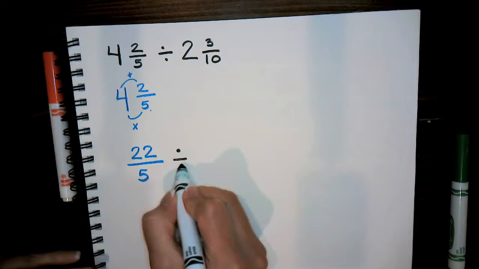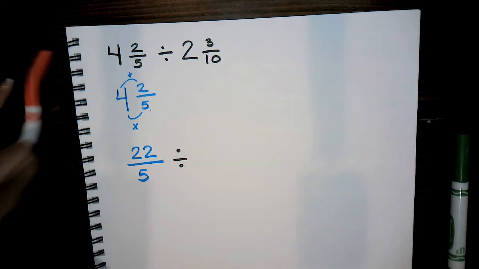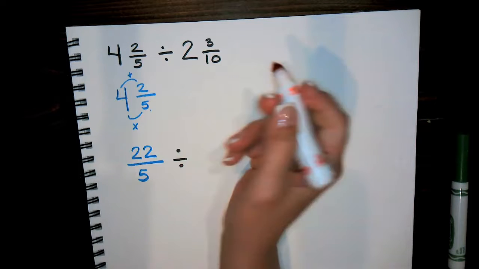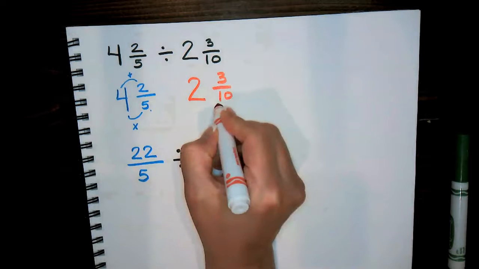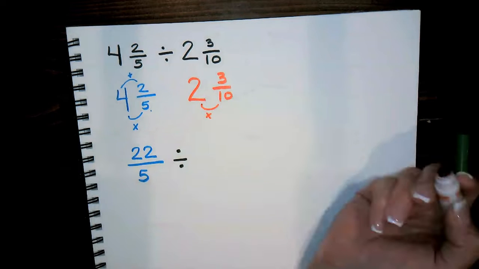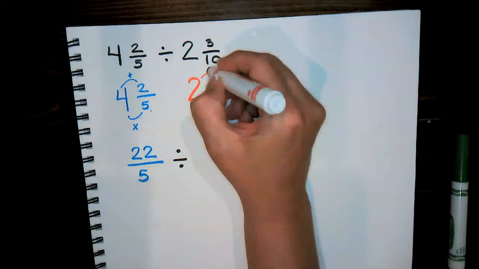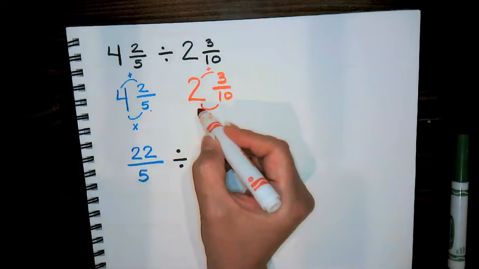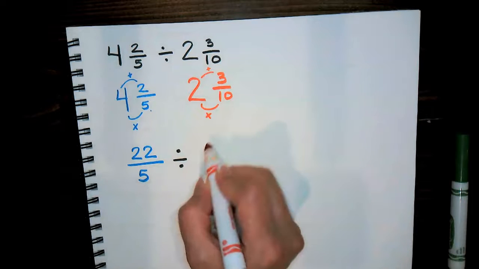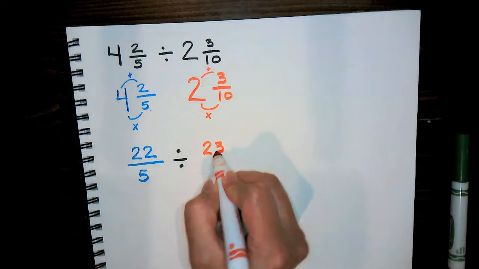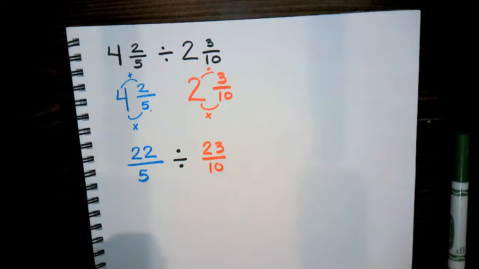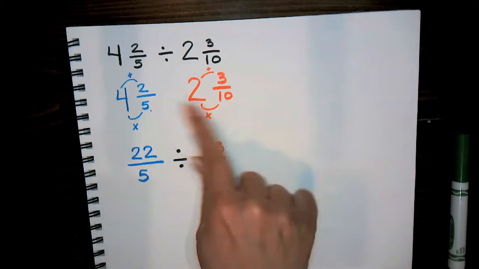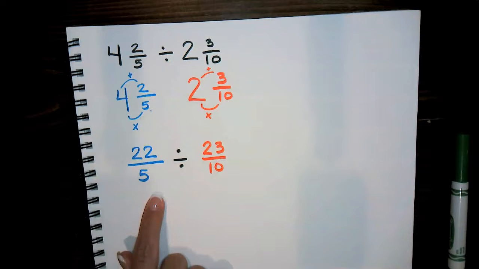All right, let's do the same thing with the second mixed number we have here. We're going to take that 2 3/10. We're going to multiply the 2 times 10 and we're going to add the 3. So 2 times 10 gives me 20. 20 plus 3 gives me 23. And now I have 23. And then remember, we keep that denominator. So that's step number 1: we rewrite the mixed numbers as improper fractions.